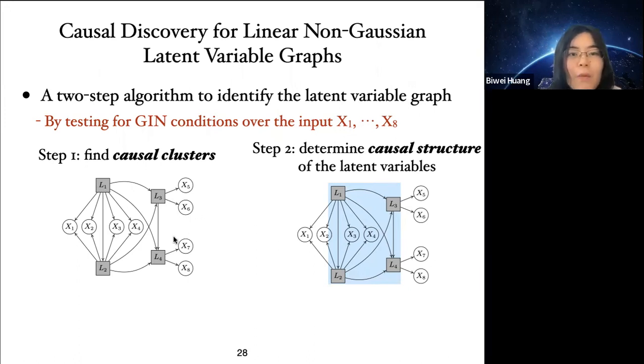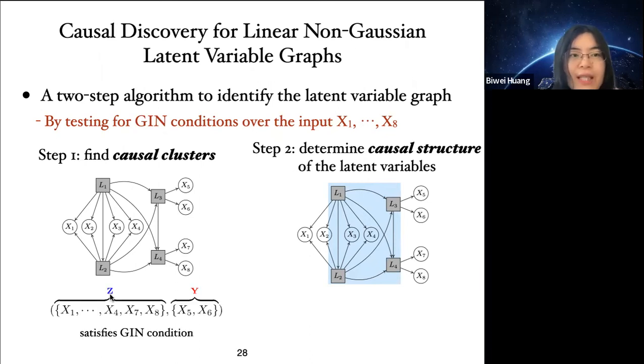In the first step, we find the causal clusters, that is, locate the latent variables by testing for the GIN condition over X. For example, we find that when testing for X5 and X6, the GIN condition holds. So we can infer that X5 and X6 are in the same cluster, and the dimension of their latent parents is one. So we add a one-dimensional latent variable L3 as the latent parent of X5 and X6.